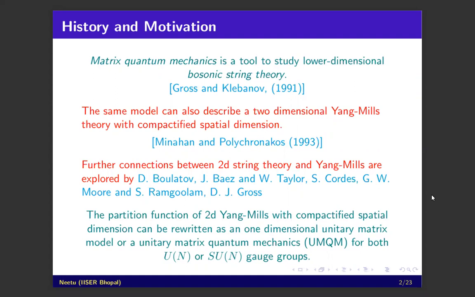Then people further explored the connections between these two theories. Here's a non-exhaustive list of references. Then Minahan and Polychronikos in the same work in 1993 also showed that the partition function of this 2D Yang-Mills theory with a compactified spatial dimension can also be written as a one-dimensional unitary matrix model, for both the U(N) and the SU(N) gauge groups. The analysis we are going to do will further show the connection between these two theories. So we'll be dealing with the unitary matrix model in one dimension.